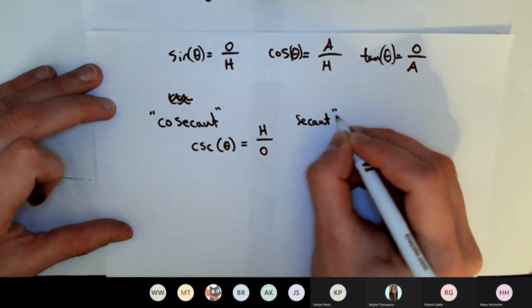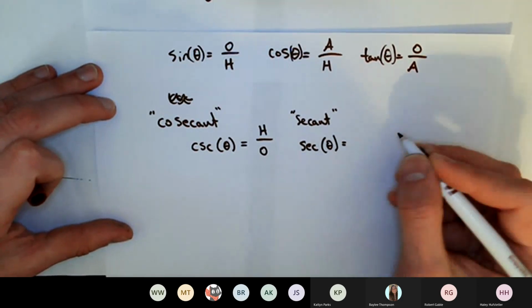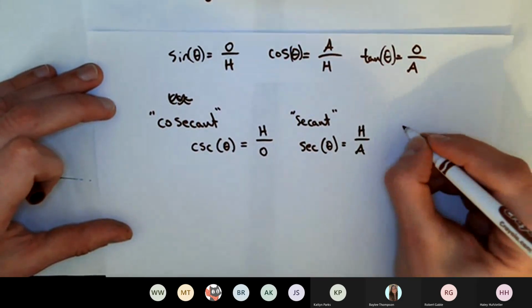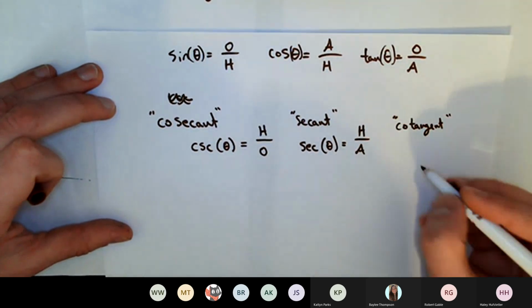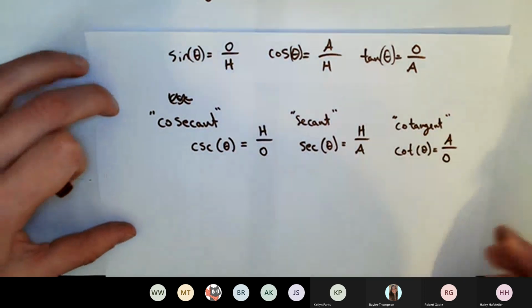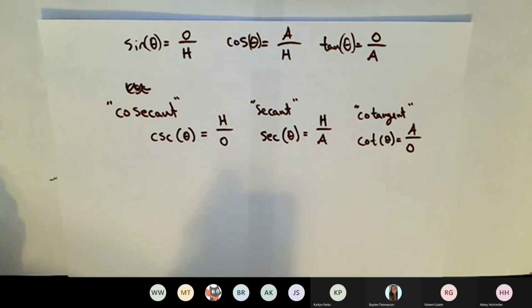Secant, abbreviated SEC, of theta is going to be the reciprocal of cosine. And then we have cotangent, COT of theta, which is going to be the reciprocal of tangent. Okay. And later we'll actually have a name for these, they're called reciprocal identities. We'll deal with that later as needed.